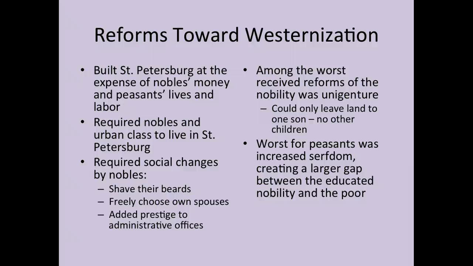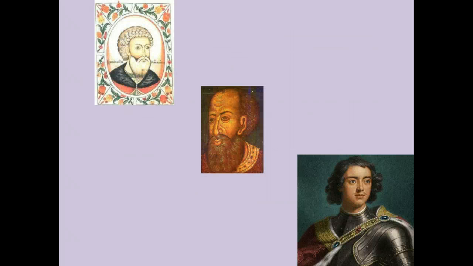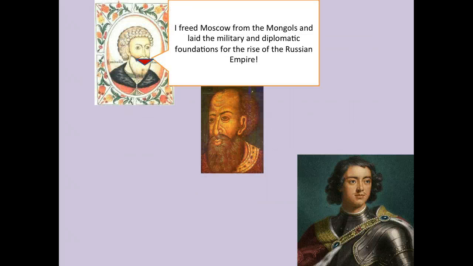Among the worst received reforms of the nobility was unigeniture. So instead of splitting up the land amongst all their children, they could only leave land to one son because they didn't want the land to become divided. This was the worst for peasants because it increased serfdom and created a larger gap between the educated nobility and the poor. So let's quick review.